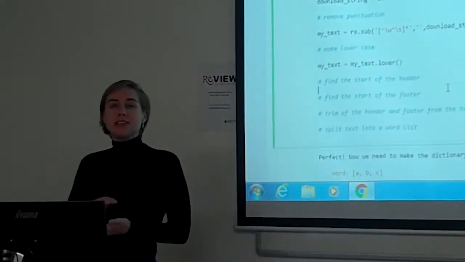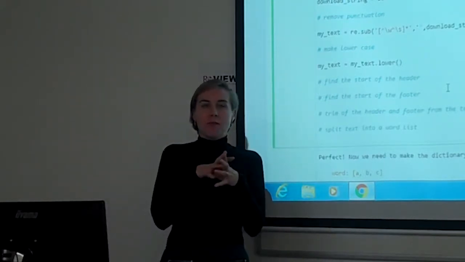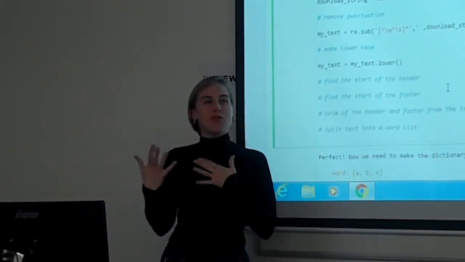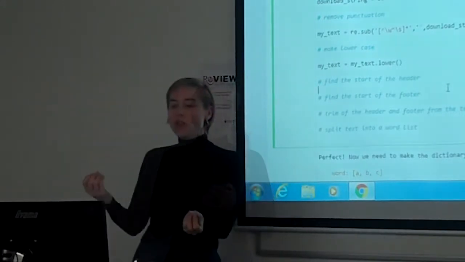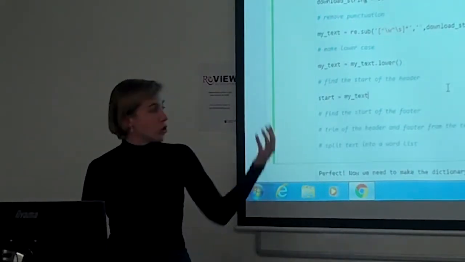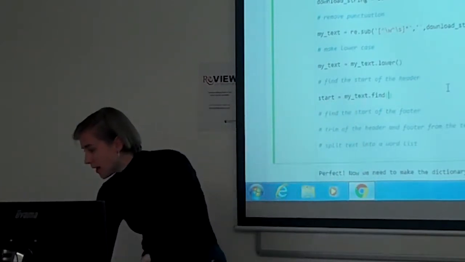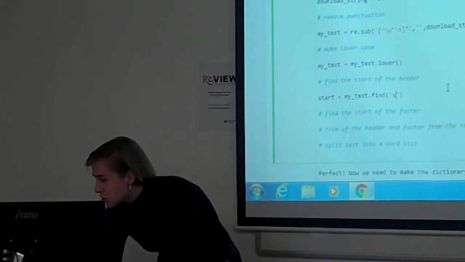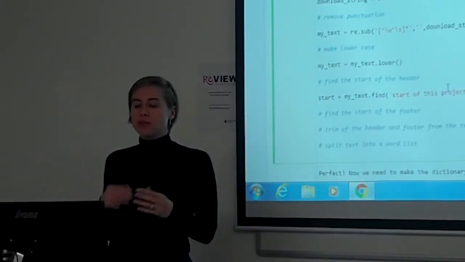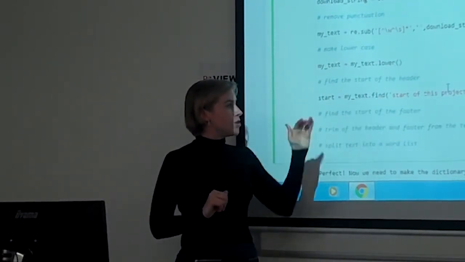Now this is the part that you may or may not remember because I did it for you last time. It's how do we remove the header? So we've got this text that has no punctuation, it's all lowercase, but it's got that annoying Gutenberg copyright statement at the top. Does anyone remember the process of how we get rid of that? What you want to do first is find the start of the header. So you're looking through my text and using the find command. So my text dot find in brackets, and inside the brackets you want to put start of this Project Gutenberg ebook, because that's how all the headers start. You could probably get away with start of this, but for completeness, start of this Project Gutenberg ebook.